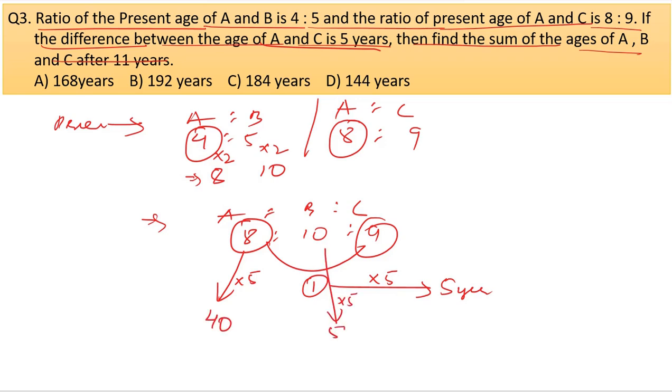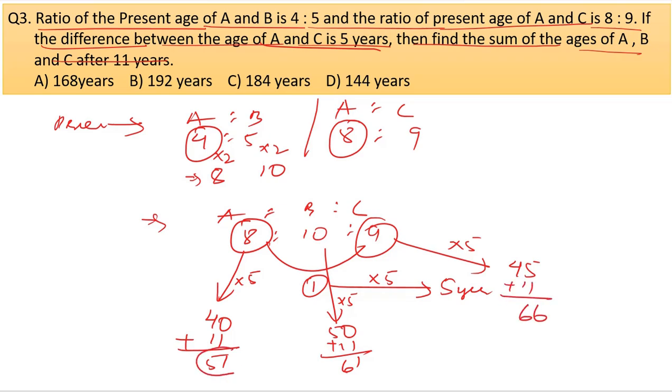Here 10 into 5 is 50, and here 9 into 5 is 45. These are the present ages of A, B, and C. The question is saying after 11 years, so we have 40 plus 11 is 51, 50 plus 11 is 61, and 45 plus 11 is 56.